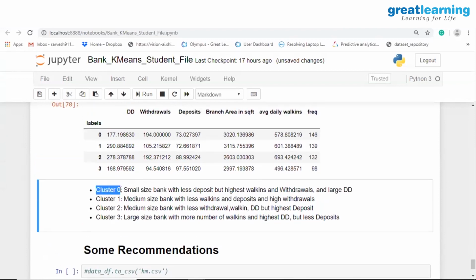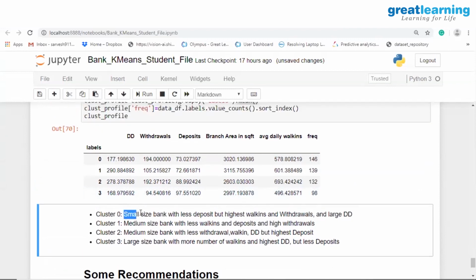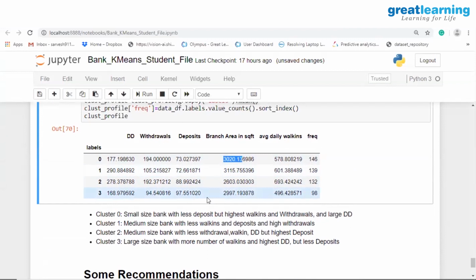What could I tell? Cluster 0, small size bank with less deposit. Bank is smaller. Why? Cluster 0 is a small size bank, 3020, with less deposit but highest walk-ins and withdrawals and the largest DD.